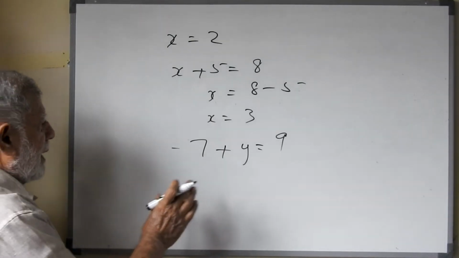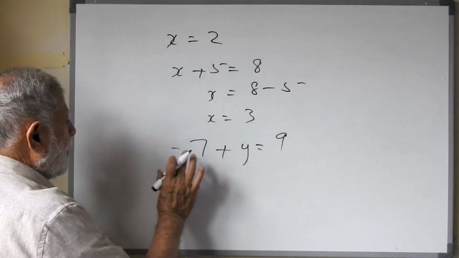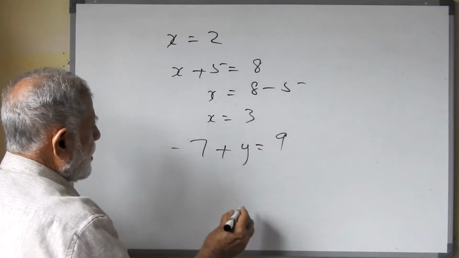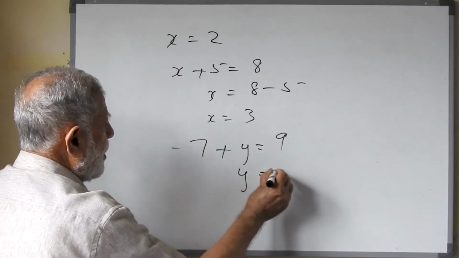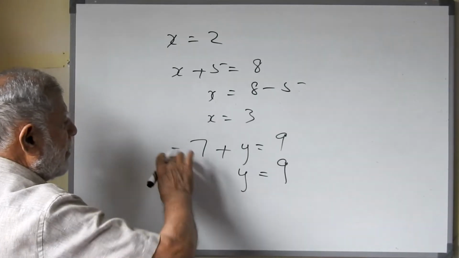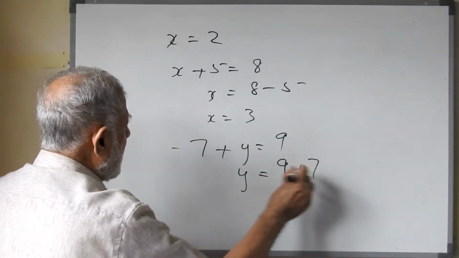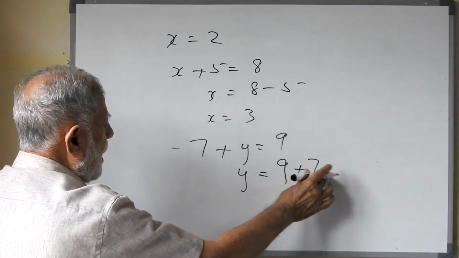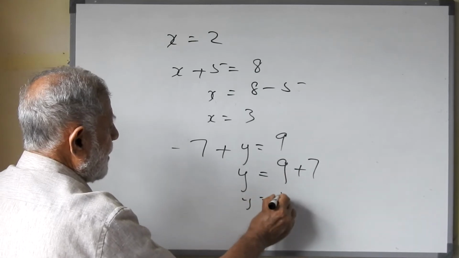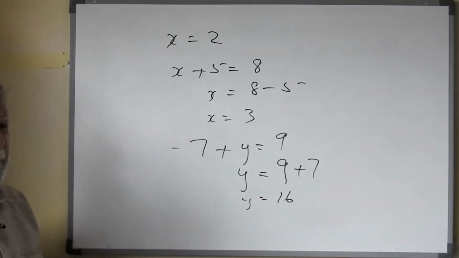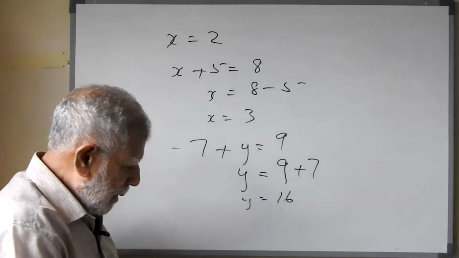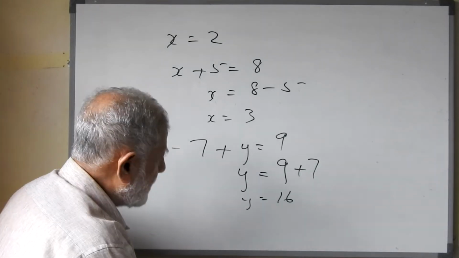So in this particular one, we can give the y on this side and bring the minus 7 onto that side. So next line will be y is equal to 9, and the minus sign will become plus, the minus 7 will become plus 7. So y is equal to 9 and 7, 16. So it is as simple as that. But we'll go on with some other exercises.